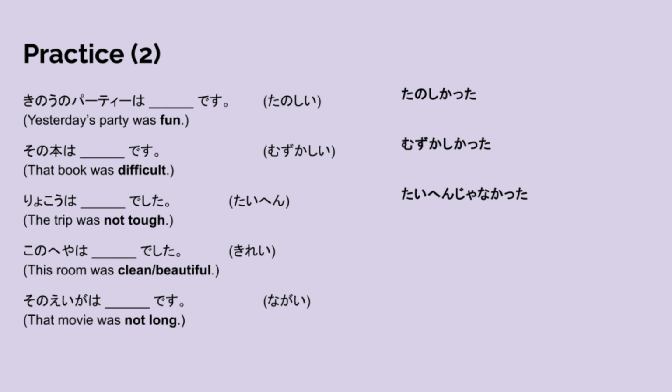Number 4. This room was clean or beautiful. Kono heya wa blank deshita. Kirei. That is one of the ones that I mentioned earlier, which is deceptive. It is a na-Adjective. Even though it ends in I, it is a na-Adjective still. Kirei deshita. Because it was past positive, it's pretty easy there. Just make sure you add deshita at the end because it is na.